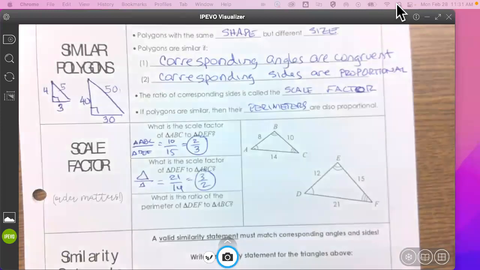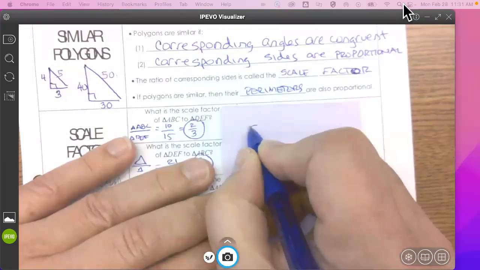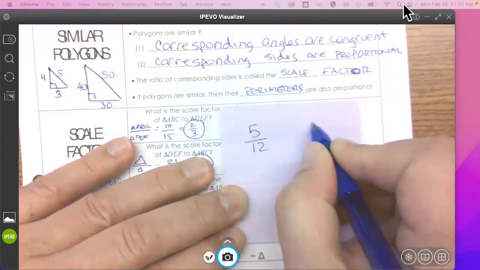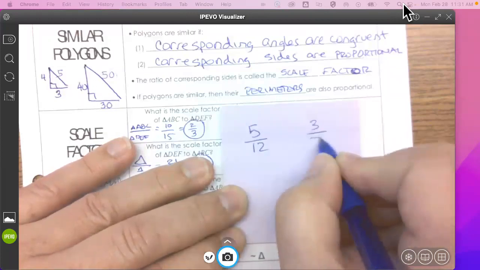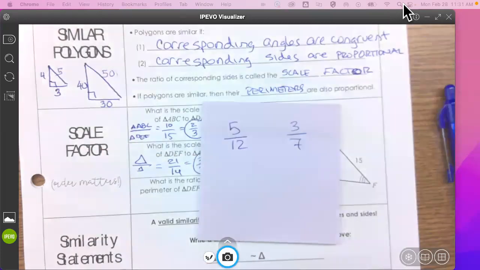By the way, that brings up an interesting idea. I'm sorry to interrupt this thought process. But do you guys remember when you're given problems like 5/12 and 3/7? Which fraction is bigger? Five twelfths is?